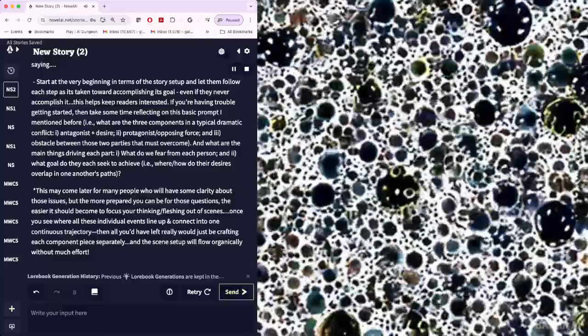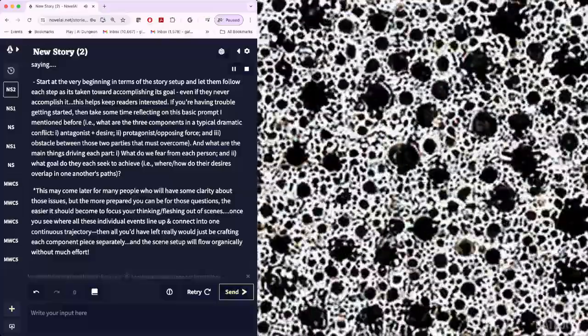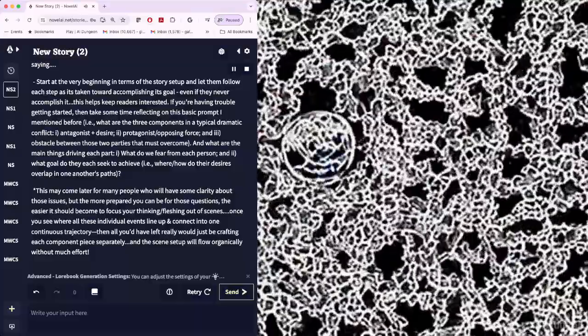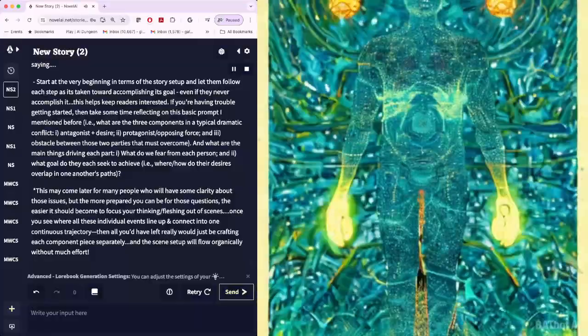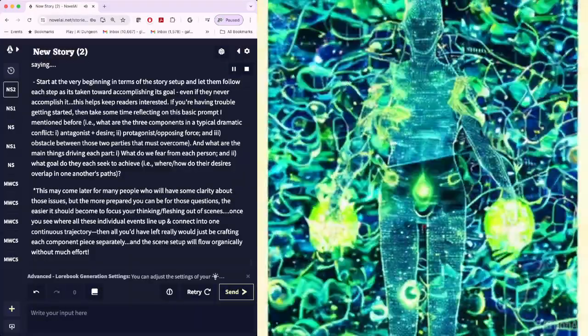And what are the main things driving each part? 1, what do we fear from each person? And 2, what goal do they each seek to achieve? 3, where/how did their desires overlap in one another's paths?